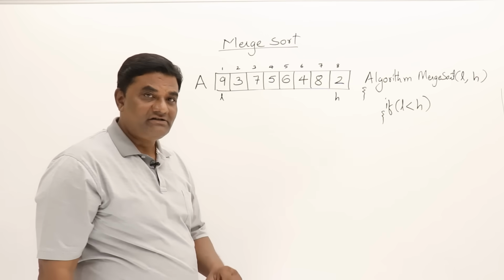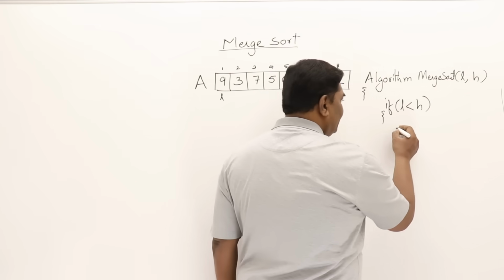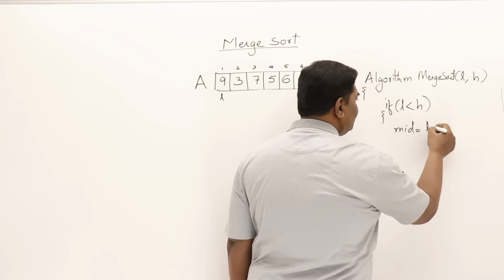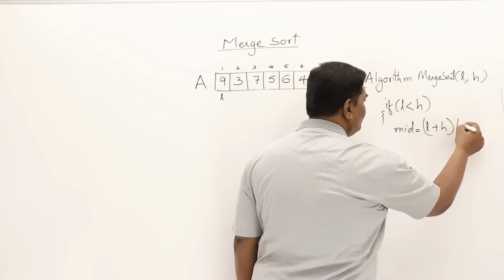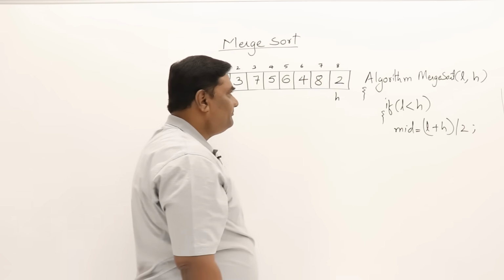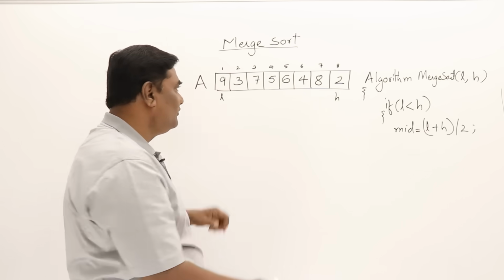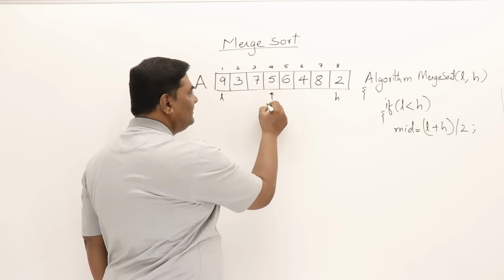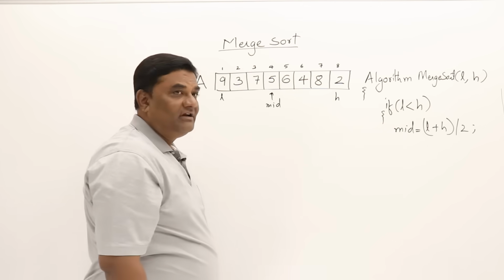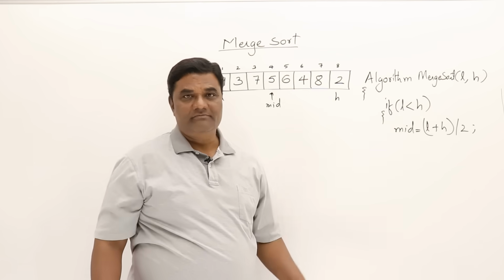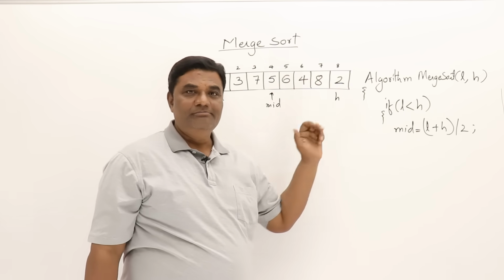So the list is large. If low is less than high, then we will find out mid, that is (low plus high) by 2. What for are we finding mid? Like if I find (1 plus 8) by 2, that is 9 by 2, I get 4. So this will be mid. What for? We say that this problem is large, so we break it into two sub-problems. That's why we find mid.